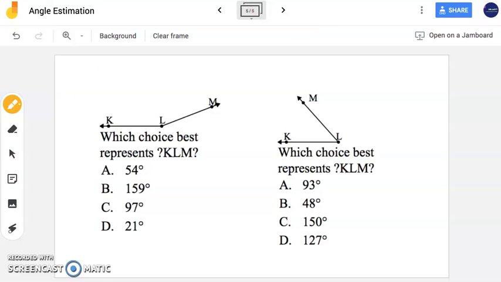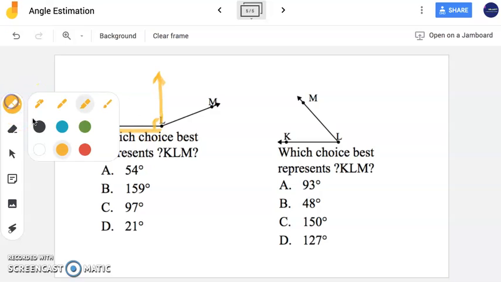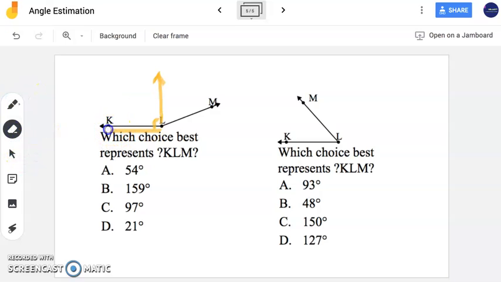So here in this example, which choice best represents the angle given to us, KLM? Now, I'm going to actually draw this little straight edge here, drawing a line perpendicular to it, forming a right angle. So clearly this has to be an obtuse angle. That's telling me that this needs to be greater than 90 degrees.